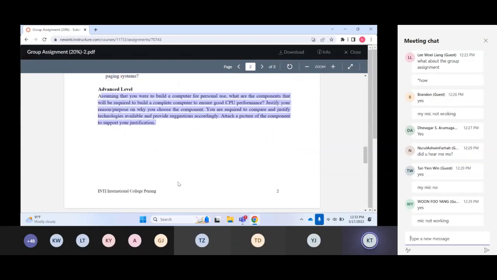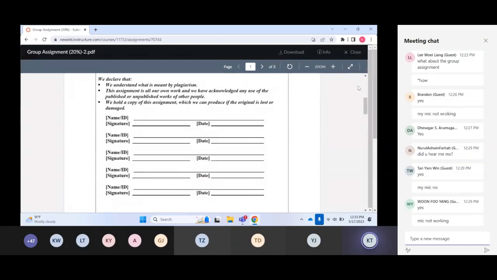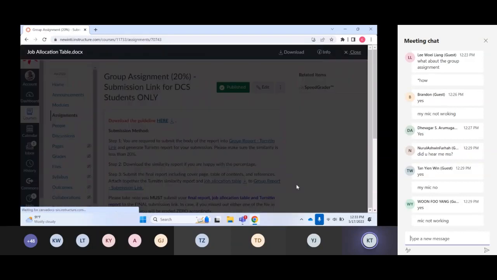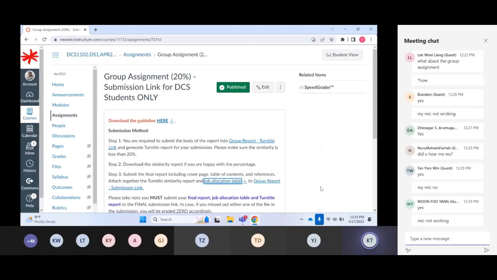It's just a report. It's a group work, 5 students. Everyone needs to contribute, because if you notice here, I actually uploaded a job allocation table. So you need to download this job allocation table, write everyone's name and tell me what you have done for this assignment and what your percentage of contribution is. Because trust me, this is your first semester, but normally there will be at least one student who is a sleeping partner in your group, who doesn't do anything for the assignment.